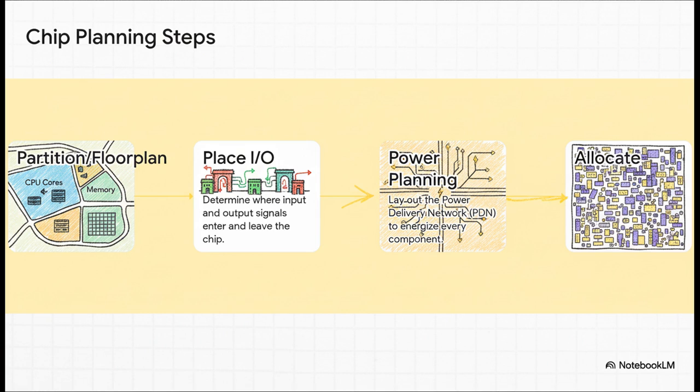Next, they place the I/O pads, which are essentially the highways, the on-ramps and off-ramps connecting our city to the outside world. After that, a really critical step, power planning. You've got to lay out the entire electrical grid to make sure every building gets power. And finally, they mark out the residential zones. These are the huge open areas where millions and millions of smaller components are eventually going to live.